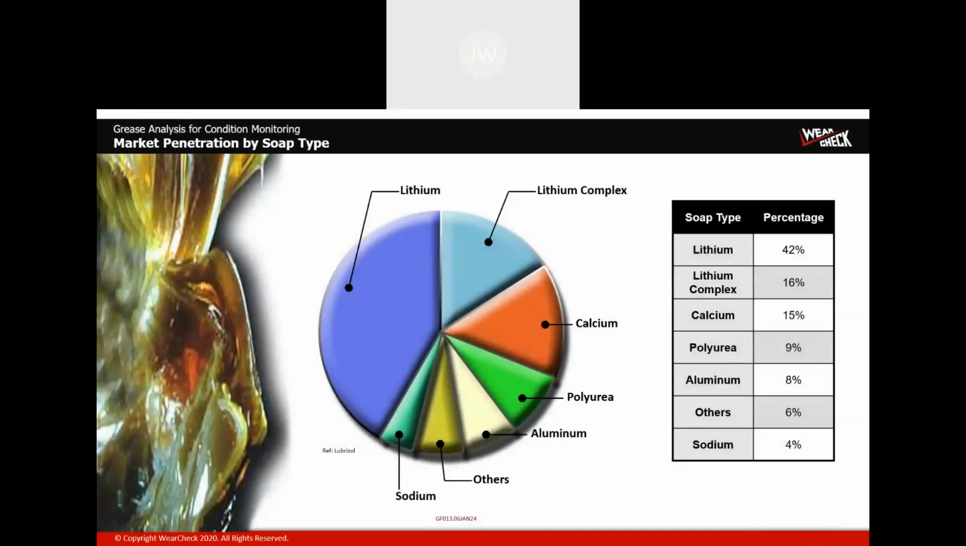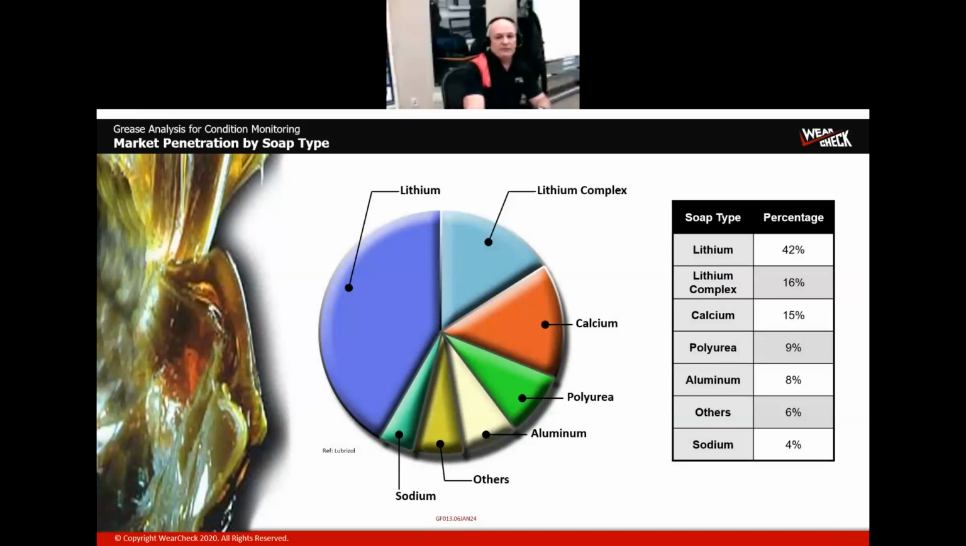So just quickly, in terms of the types of greases we see out there in the marketplace, the predominant number of greases, if you add up lithium and lithium complex greases out there, they represent close to 60% of the entire market in North America. Calcium greases make up a follow-up 15%, then polyurea, and then aluminum, sodium greases, and others making up the rest of the percentage. So a great deal of greases we see today are soap-based.